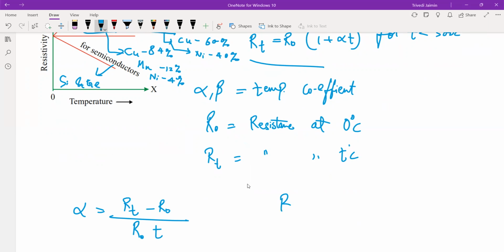If I want to find it, there are two types of resistors. So R1 equals R naught times 1 plus alpha T1. In the same manner, R2 equals 1 plus alpha T2. And this alpha we can find out in a similar way. It will be R2 minus R1 over R1 T2, and all this cross multiply it and take common alpha outside, and we can find alpha from here also.